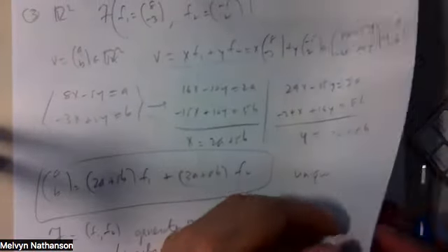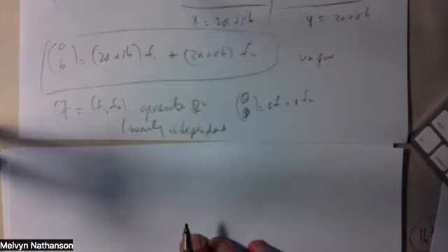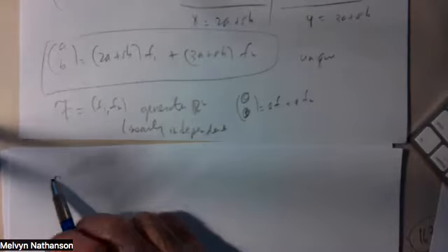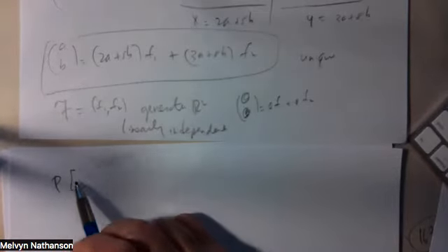Now, for part B, I want to find the change of basis matrix. So I want to find a matrix P. So if I take a vector V, the coordinate vector with respect to F, and I multiply it by the matrix P, I get the coordinate vector for V with respect to E.